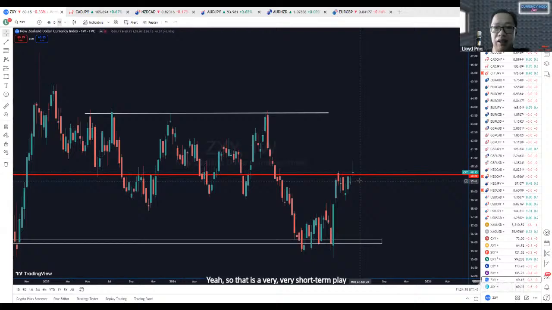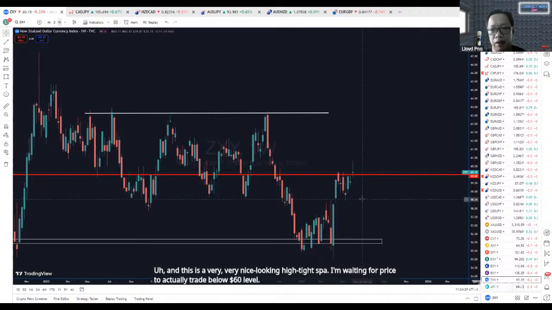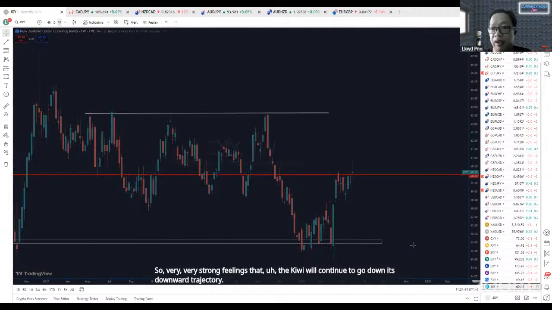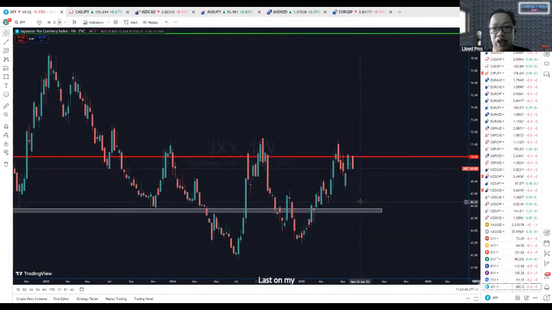But on top of that, because 60 is a very strong psychological level, and this is a very nice looking high test bar, I'm waiting for price to actually trade below the 60 level. At minimum, trade back down to 58, or better still, all the way down to 56. So I have very, very strong feelings that the Kiwi will continue on its downward trajectory. Last on my list for short is actually yen.